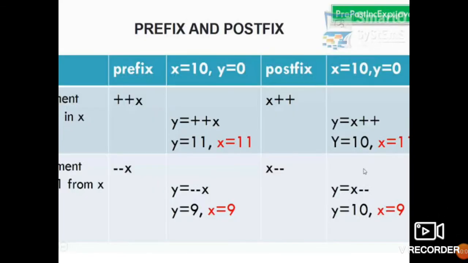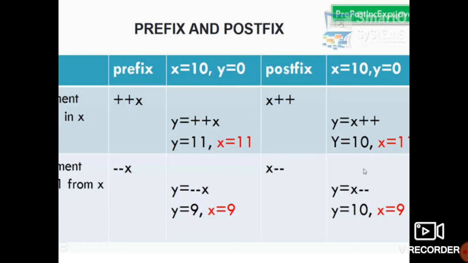Here also in this chart you can see that we have prefix and postfix, that is pre-increment, pre-decrement, and post-increment and post-decrement. In the first one, the value of x is 10 and we have to find the value of y, which is y is equal to plus plus x. Now when we do plus plus x, first we will add to the number and then we will use the number. So the value of y will become 11 and similarly the value of x will also become 11. Now in decrement, when we use minus minus x, the value of x will decrease to 9 and similarly the value of y will also become 9.